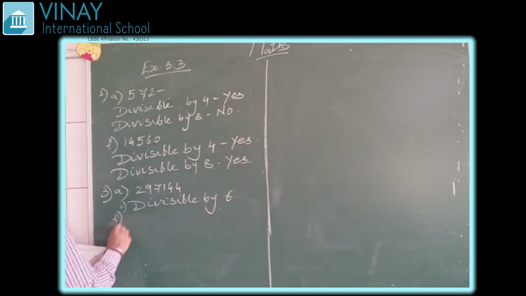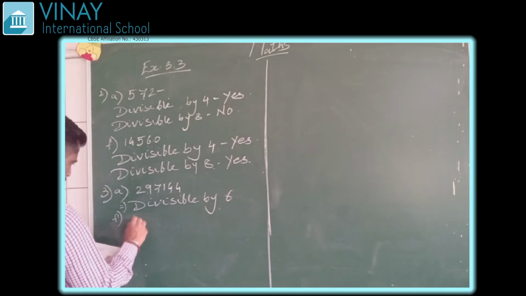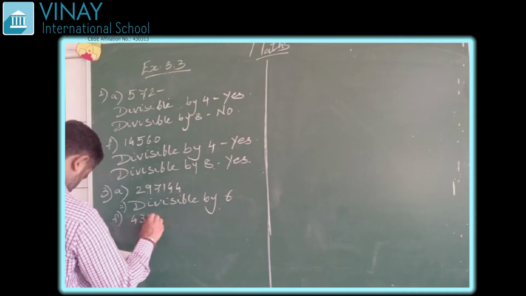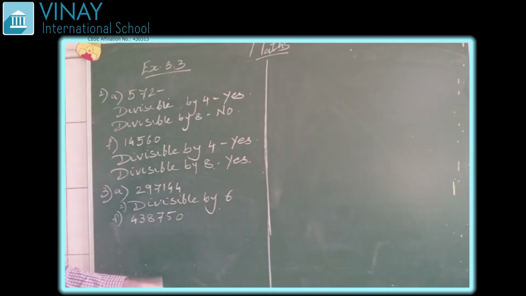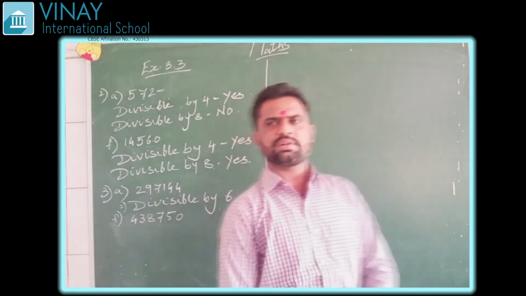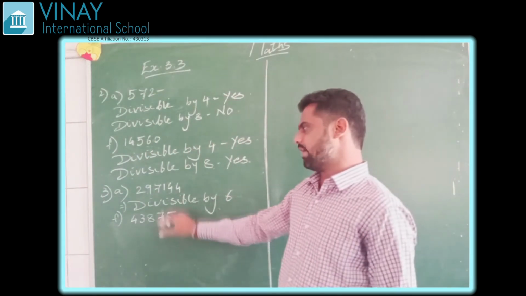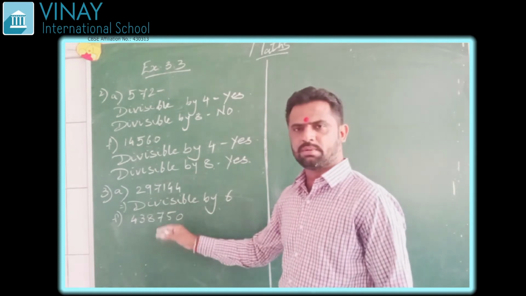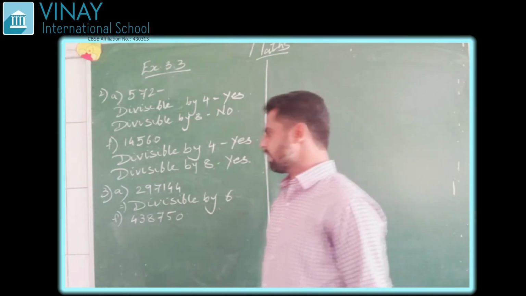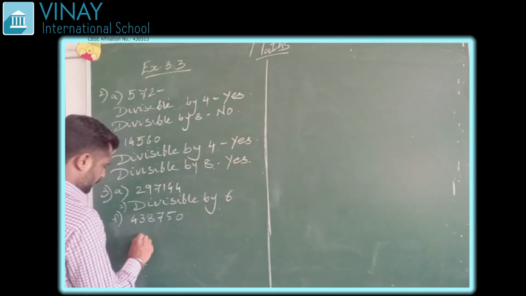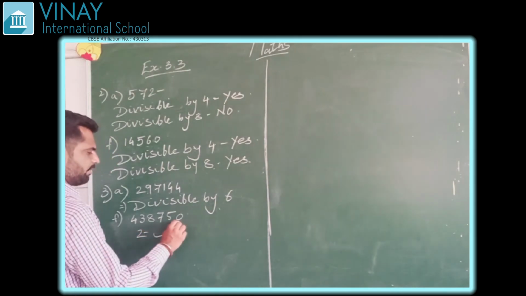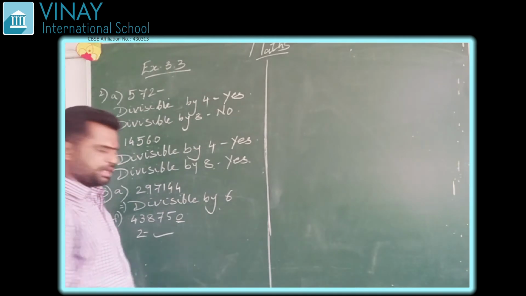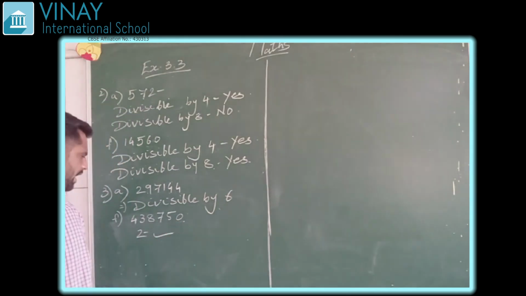Now question number F is 438,750. Again we need to check whether it is divisible by 6 or not. The same way, we will first find out whether it is divisible by 2 and whether it is divisible by 3. Let us see first for 2. For 2 it is divisible because the last digit is 0. So it is divisible by 2.